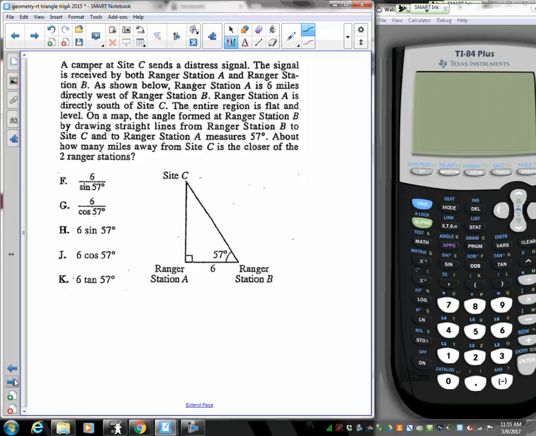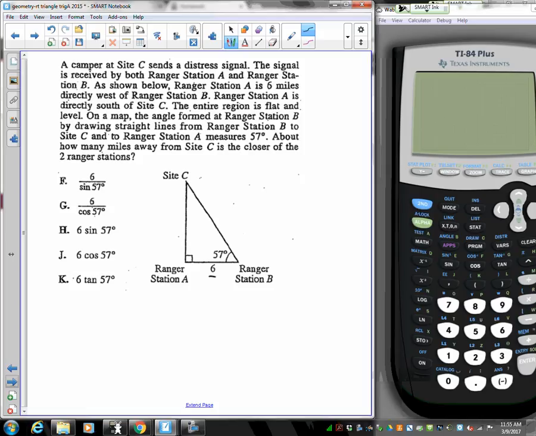Okay, now this is a really similar question here. We have a camper at site C who sends a distress signal. The signal is received by both Ranger Station A and Ranger Station B, as shown below. Ranger Station A is 6 miles, so you see the 6, directly west of Ranger Station B. Ranger Station A is directly south of Site C. The entire region is flat and level.